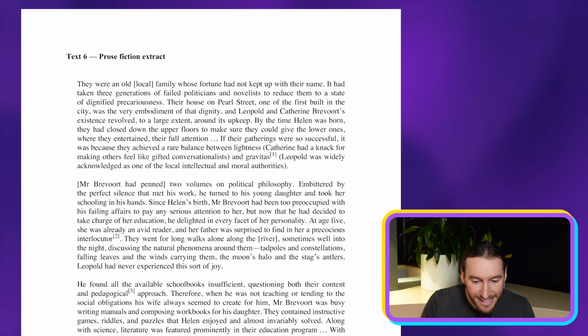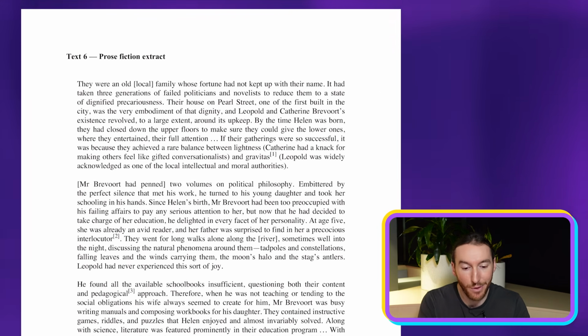If we keep reading on, I think something that's important is the relationship. Because it said family dynamics, I'm just looking for a couple of different dynamics. And we're very deliberately looking for that because that was in the question. It's suggesting that that's something prominent here. It says that between the husband and the wife, Leopold and Catherine, it says, if their gatherings were so successful, it was because they achieved a rare balance between lightness. Catherine had a knack for making others feel like gifted conversationalists, and gravitas. Leopold was widely acknowledged as one of the local intellectual and moral authorities.